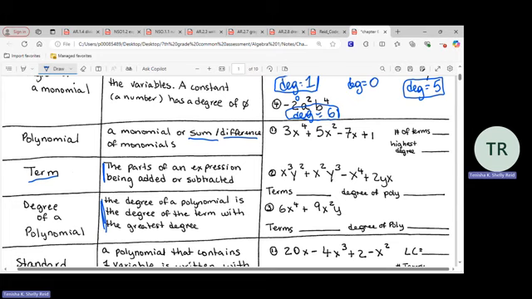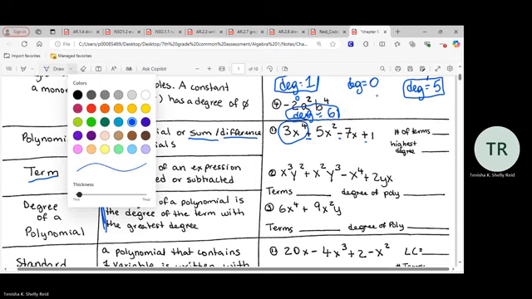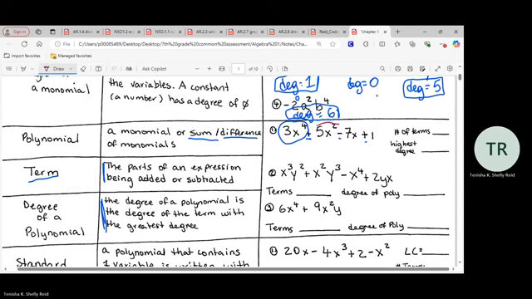Let's look at it in number 1. For number 1, I see a plus, a minus, and a plus. That tells me that I have one term, two terms, minus sign, 3 terms, and a plus sign, 4 terms. I have 1, 2, 3, 4 terms, and I can tell because it's separated by the plus or minus sign. So there's 4 terms to this polynomial.